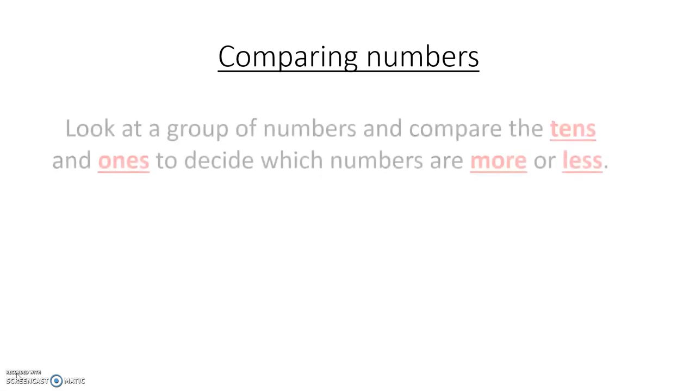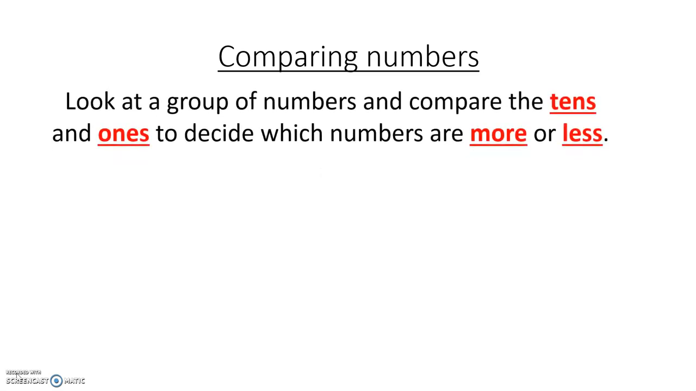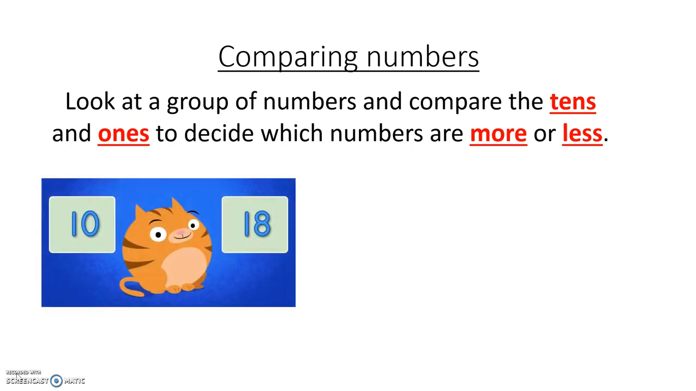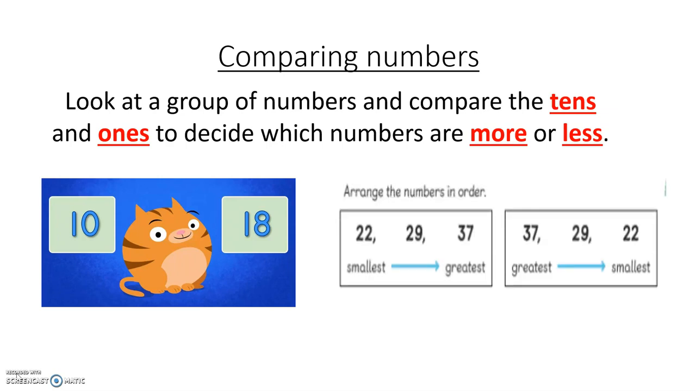Comparing numbers. We will be looking at a group of numbers and comparing the tens and the ones in those numbers to decide which numbers are more or less. Here we have the number 10 and we have the number 18. 10 is a smaller number than 18.